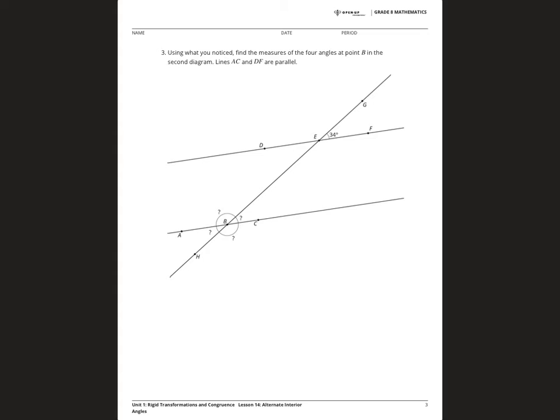Okay, it says, using what you noticed, find the measures of the four angles at point B in the second diagram. Lines AC and DF are parallel. So, in order for this to work, your lines have to be parallel. And they just told you that those two lines are parallel. And then don't forget, this line here is your transversal. Okay, I want you to pause the video and I want you to write down all of the angles and I want you to figure out how many degrees all of the angles are using what we just did. Okay, so pause the video and go ahead and find those.